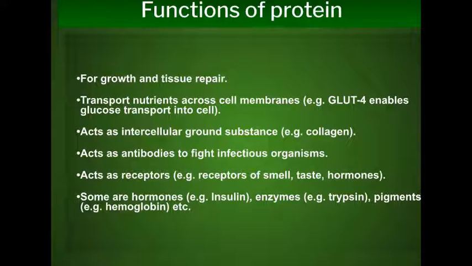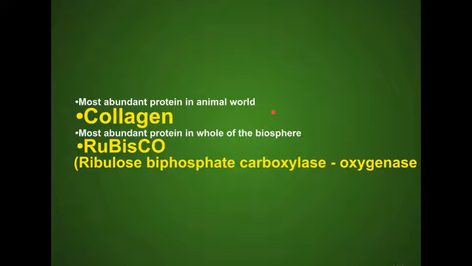Enzymes can also be proteins. Enzymes are all proteins in nature, trypsin for example. They can be certain pigments also, hemoglobin for example. Hemoglobin helps us to transport oxygen all throughout our body. The most abundant protein found in the animal world is collagen. And the one which is found in the whole biosphere is rubisco. Rubisco is ribulose bisphosphate carboxylase oxygenase.